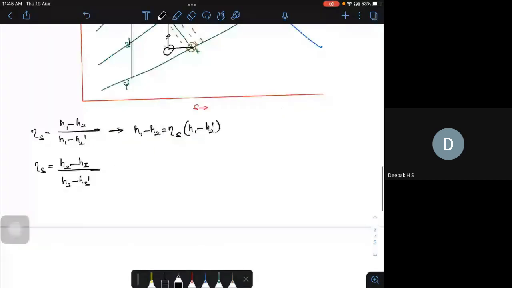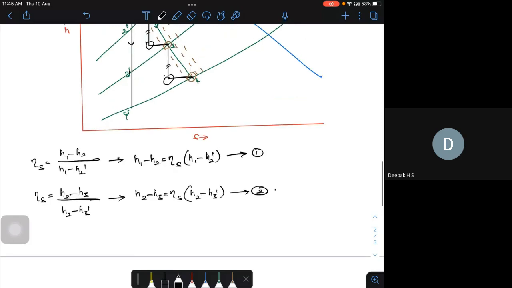So this will be H2 minus H3 dash, or I can write H2 minus H3 is equal to stage efficiency into H2 minus H3 dash. If I call this equation 1, and I can call this equation 2. Similarly, I can write for the third stage also, the fourth stage, everything. For each stage, I can write it, first stage, second stage, or the third stage.